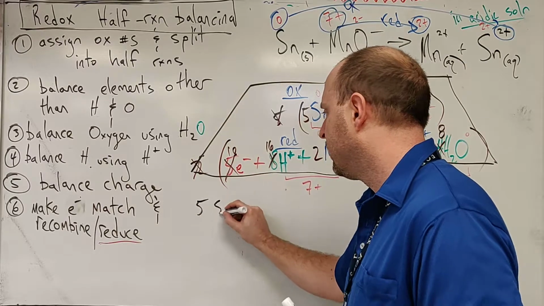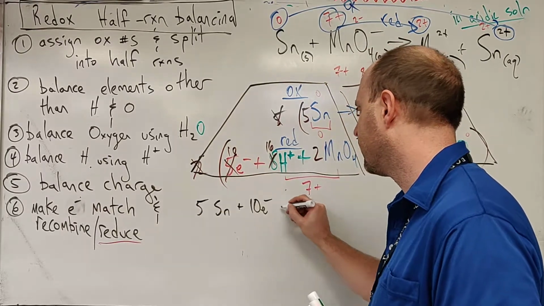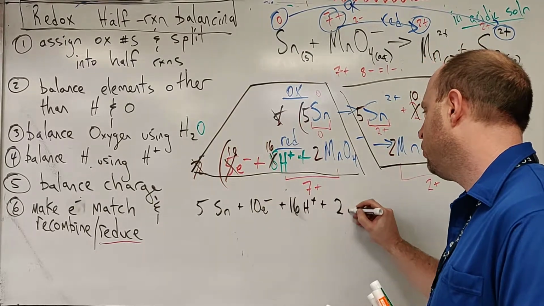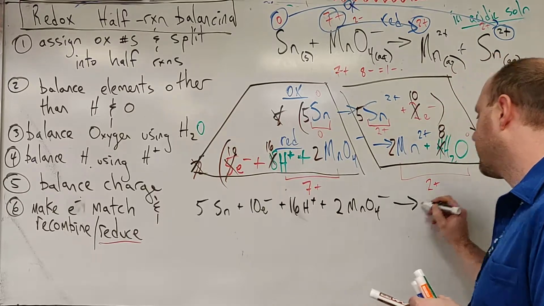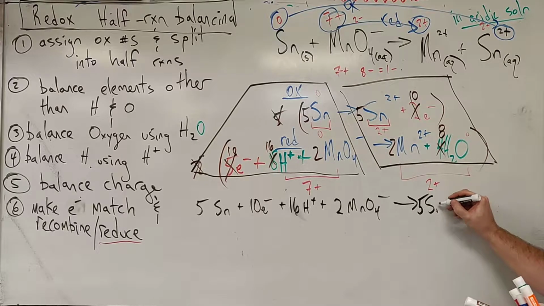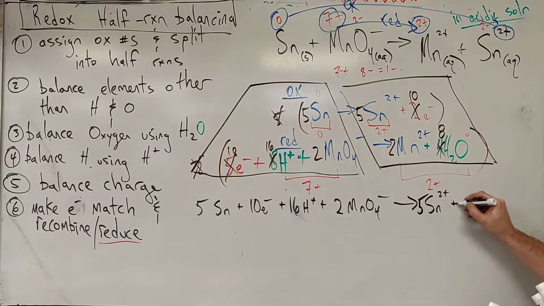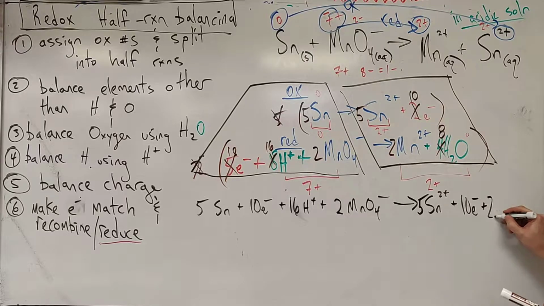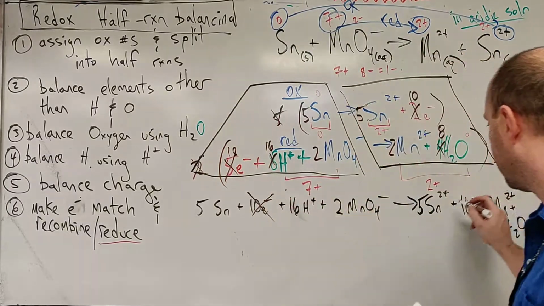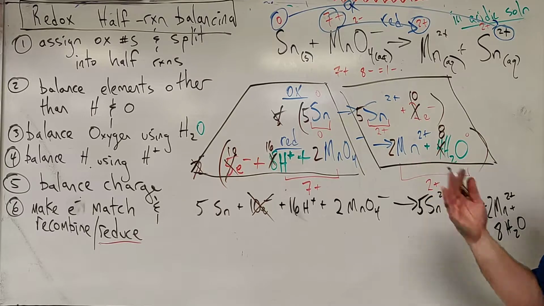So I've got 5 tin and 10 electrons, 16 hydrogen ions, and 2 permanganates. And that's reacting to give us tin ions, 5 of those, and 10 electrons, 2 manganese, and 8 waters. All right. Sorry, I didn't budget my space very well there. We had warned you previously that if you don't have matching electrons at this point, you did something wrong. Go back and fix it.